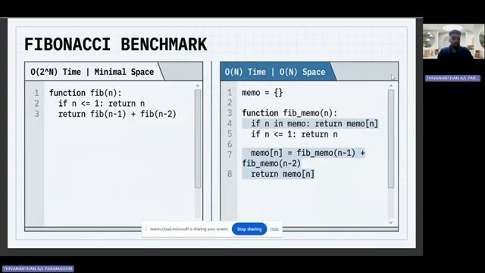Next is the physiographic benchmark. This is the example for the sub-problem repeated in exponential time. Introducing the memo table reduces the time complexity to linear O(n) while maintaining O(n) space.